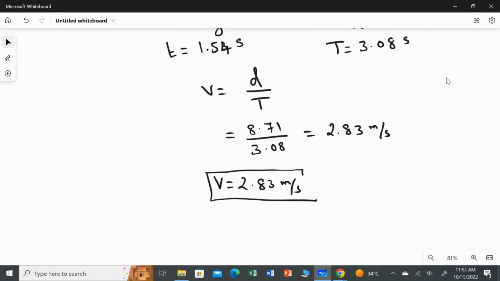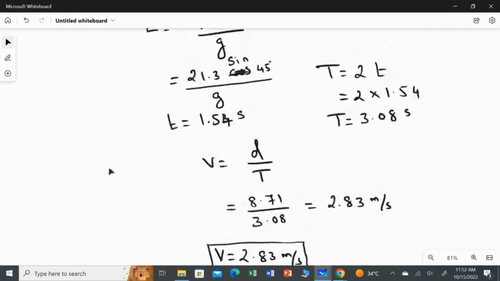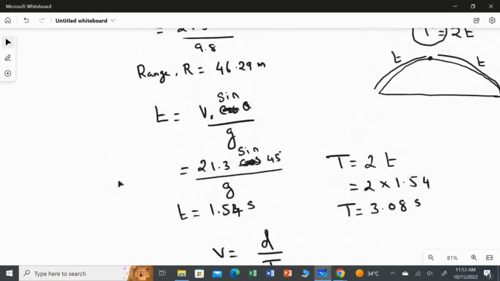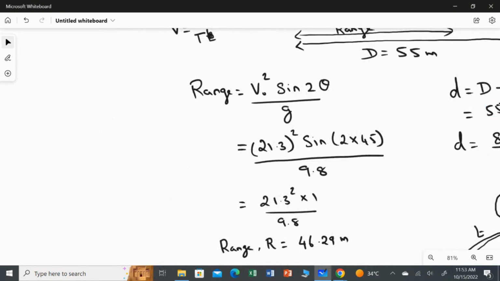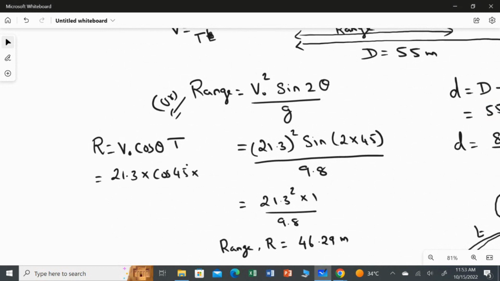So first please try to understand what is given in the question, then first of all please write what is the formula. From the formula you can easily understand what things you have to find. Clear? And here we used this formula for finding the range, am I right? But we have another formula also. What is the other formula for the range? You can use range R equal to v naught cosine theta multiplied by capital T. So here v naught is 21.3 multiplied by cosine of 45 degrees multiplied by the total time of flight.